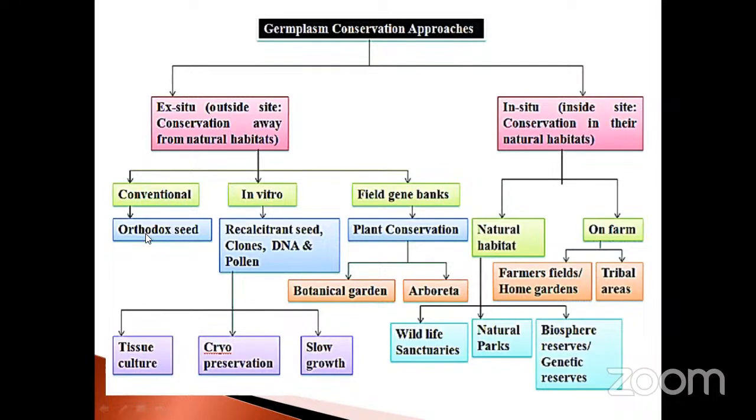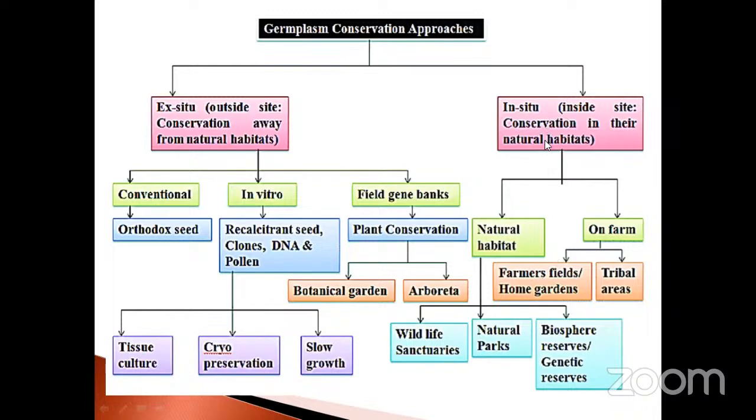The conventional is for orthodox seeds, ancient. The in vitro is for recalcitrant seeds, cloned DNA, pollen. These are the things. In vitro means lab. Field gene bank means plant conservation. Suppose the seeds are also planted and conserved as a forest or a botanical garden, like that. See here, they have given botanical garden or arboriculture. And recalcitrant seeds are again divided into 3: tissue culture methodology, cryopreservation, and slow growth. These are the 3 methods that are used. These are all considered ex situ.